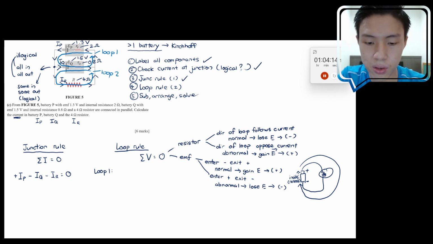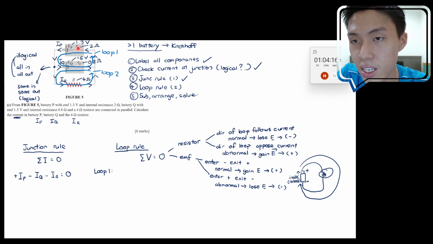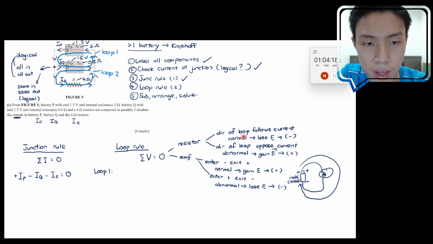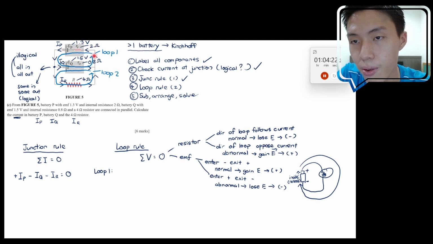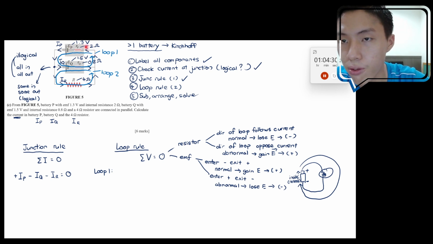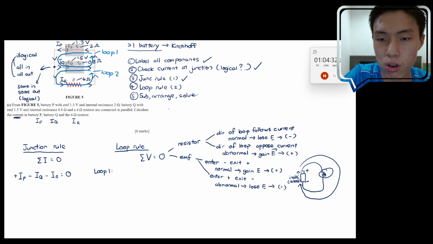Loop 1, we are going to start from here. First thing we see is the resistor. Look at whether the direction of loop follows or opposes current. Current is to the left. My loop is also going to the left. Both are left over here, so that means it's normal. Normal means you lose energy. So lose energy, negative.